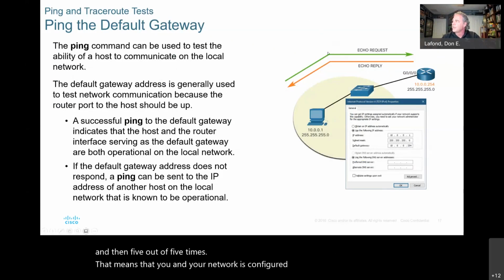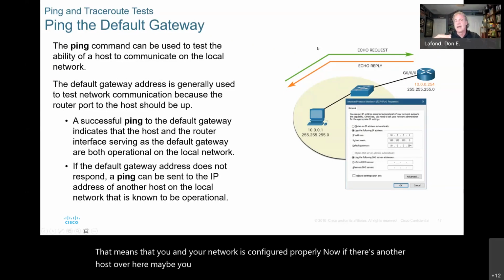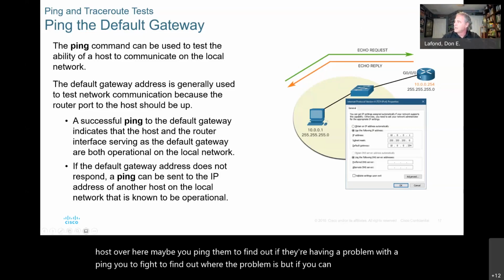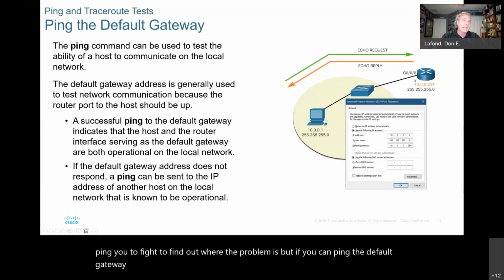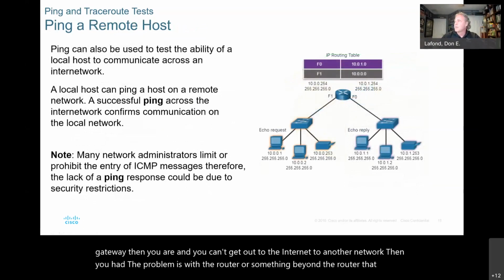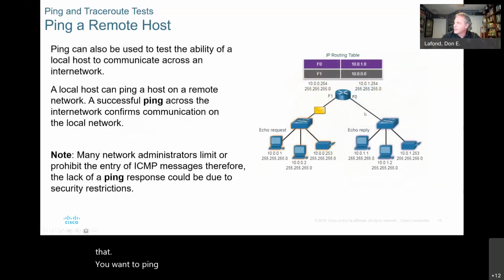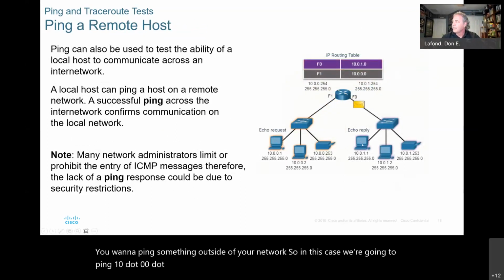Now, if there's another host over here, maybe you ping them to find out if they're having a problem, or they ping you to find out where the problem is. But if you can ping the default gateway, and you can't get out to the internet to another network, then the problem is with the router or something beyond the router. Now, to test that, you want to ping something outside of your network. So in this case, we're going to ping 10.0.0.1 over here. If we get a reply, now we have proved that you are able to get out to the internet.